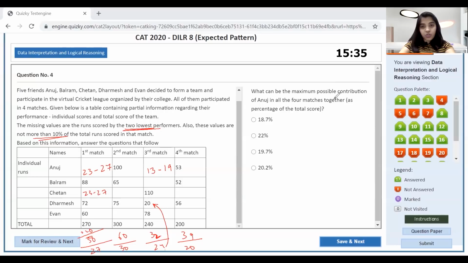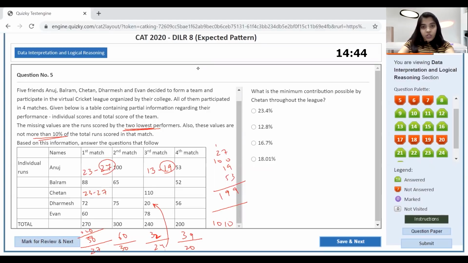They're asking the maximum possible contribution of Anuj in all 4 matches together as a percentage of the total score, right? So maximum could be this and this. We have 27, 100, 19 and 53. That gives 199. What is the total score? We haven't calculated. 1010. So we have 199 divided by 1010. Let's open the calculator here. 199 divided by 1010. 19.7 is the answer here.